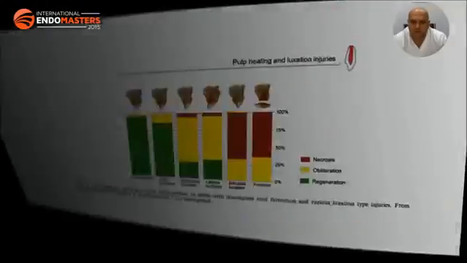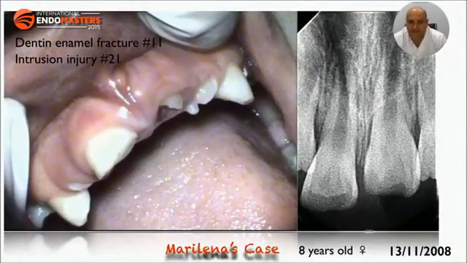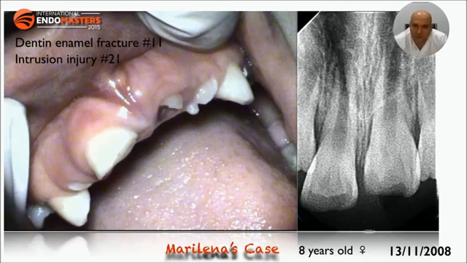Intrusive luxation injuries, just like little Marlena's case, that was presented to my practice with a dentin enamel fracture in her right maxillary central incisor and an intrusion injury in her left one. The only thing I could do back then, in 2008, was to try and protect the exposed dentinal tubules of little Marlena's right maxillary central incisor with some bonding and composite resin restoration, and to leave the other incisor for spontaneous repositioning. Little Marlena missed all the scheduled appointments.